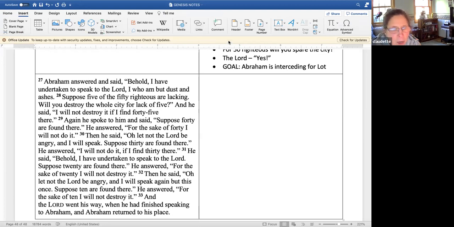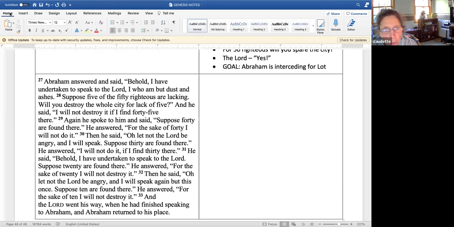I will. Abraham answered and said, "Behold, I have undertaken to speak to the Lord, I who am but dust and ashes. Suppose 5 of the 50 righteous are lacking. Will you destroy the whole city for lack of 5?" And he said, "I will not destroy it if I find 45 there." Again, he spoke to him and said, "Suppose 40 are found." He answered, "For the sake of 40, I will not do it." Then he said, "Oh, let not the Lord be angry, and I will speak. Suppose 30 are found there." He answered, "I will not do it if I find 30 there."